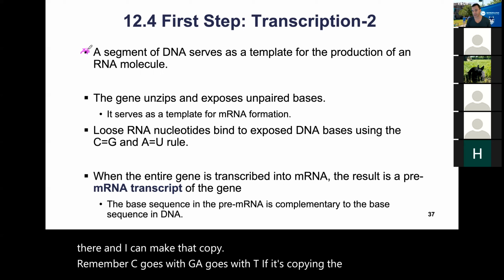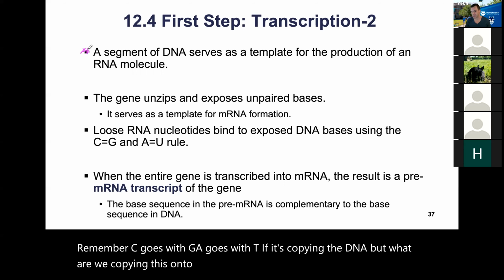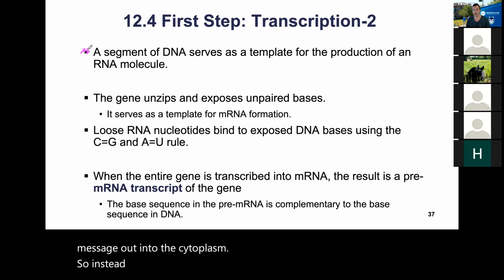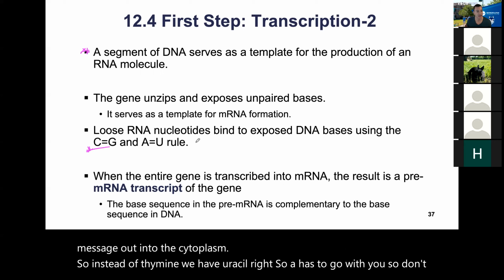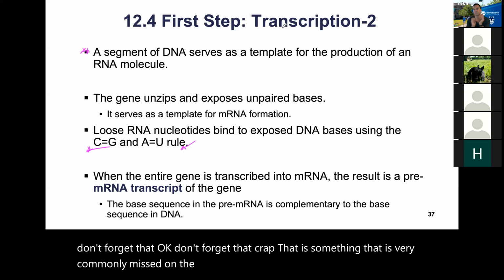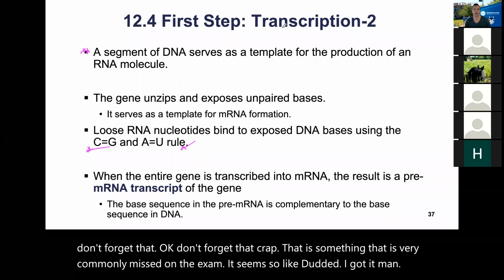But what are we copying this onto? A messenger RNA strand. It's going to take the message out into the cytoplasm. So instead of thymine, we have uracil, right? So A has to go with U. So don't forget that, okay? Don't forget that. That is something that is very commonly missed on the exam. You're like, duh, I got it. But you're going to forget it on the exam.